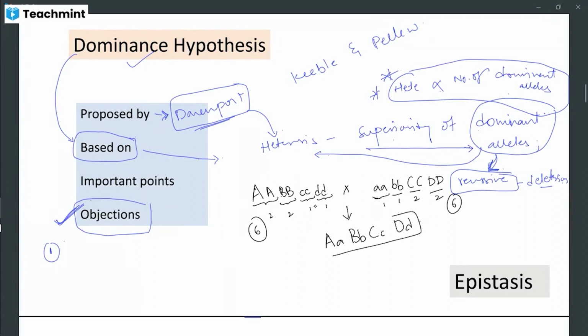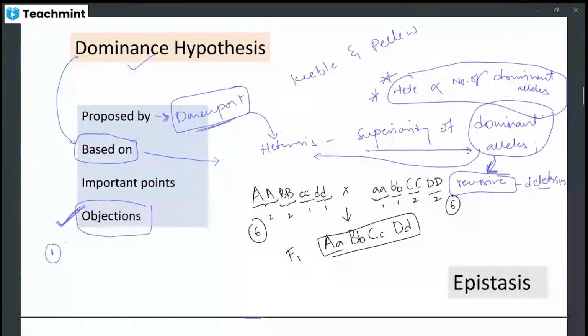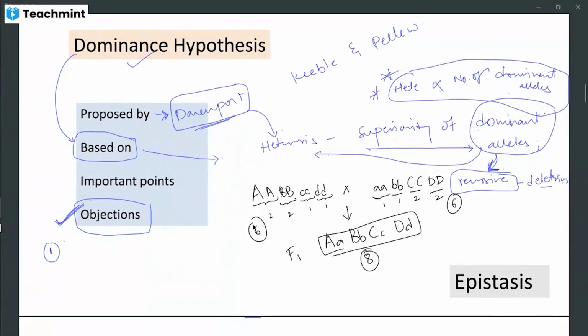Then what is the value of your F1? It will be 8. So now you can see heterosis, right? As someone defined at the start of class, it is the superiority of the F1 over both the parents. In this case, our value 8 is superior to both the parents. So on which concept is the heterosis being seen here?